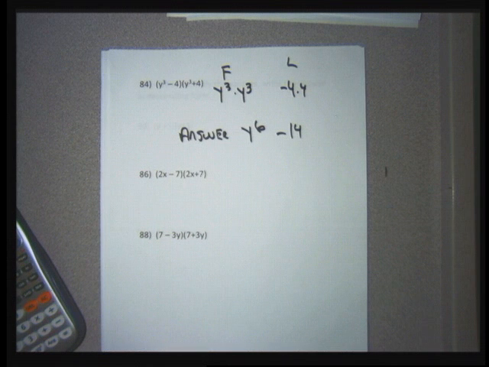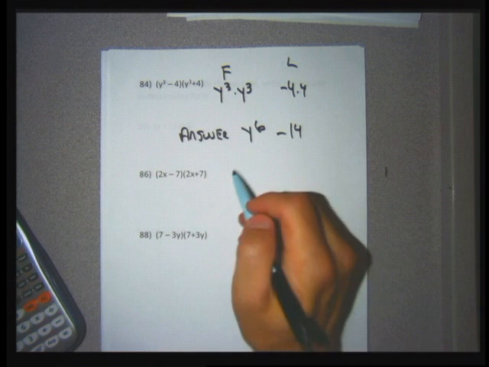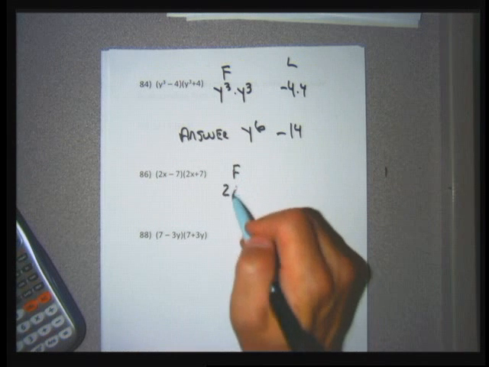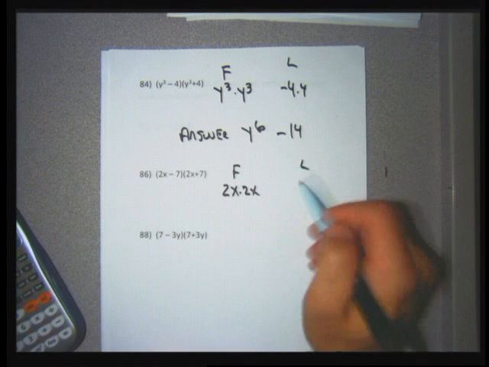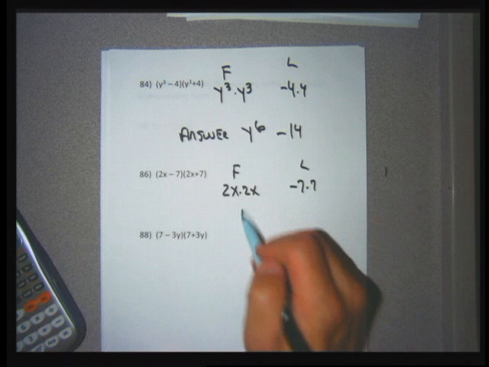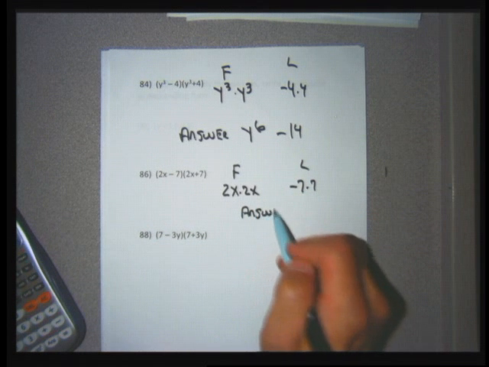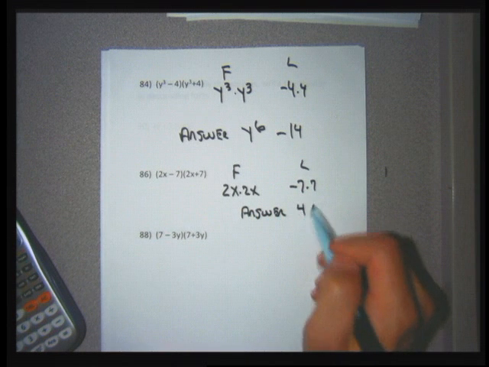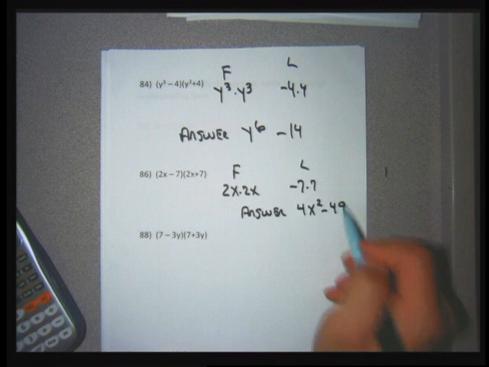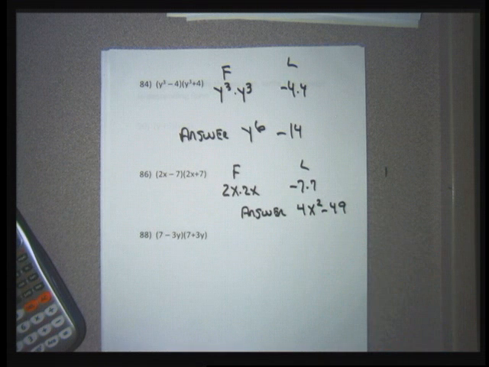These problems I usually don't even, I just write the answer. 86, the first are 2x times 2x, the last are negative 7 times 7. My answer is going to be 4x squared minus 49. And for all of these problems, you could do full-out foiling.